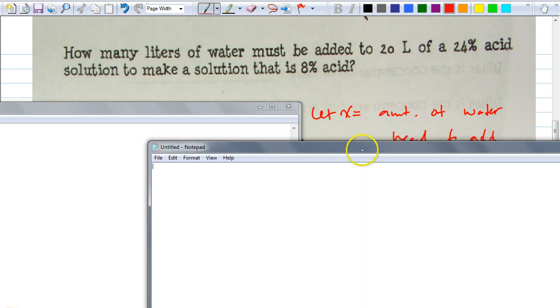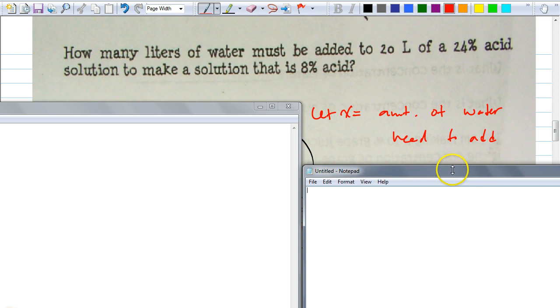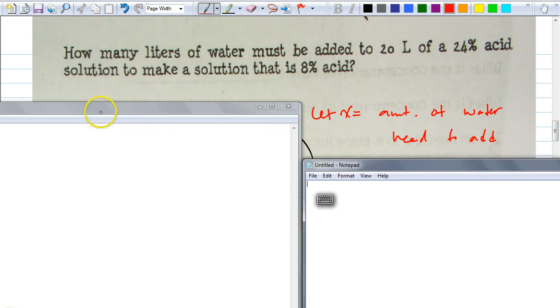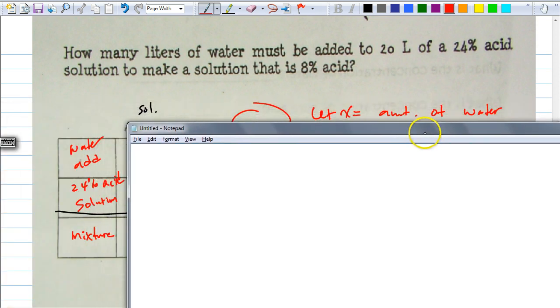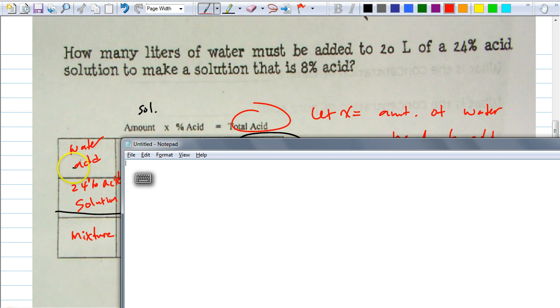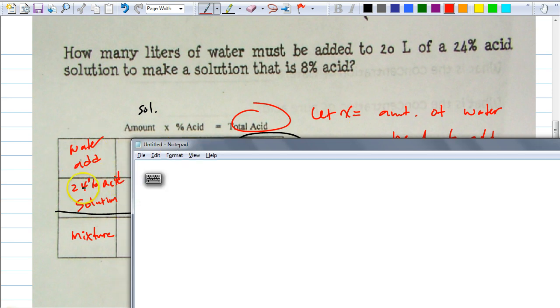Now, this is how much water we need so that this thing becomes 8%, right? So we're going to have three things again: the water that we're adding, the 24% acid solution, and on the bottom we have the mixture. Now, how much water are we adding? So what do we write down for the amount? Andrew? Do we know how much water we're putting in? So we call it X.